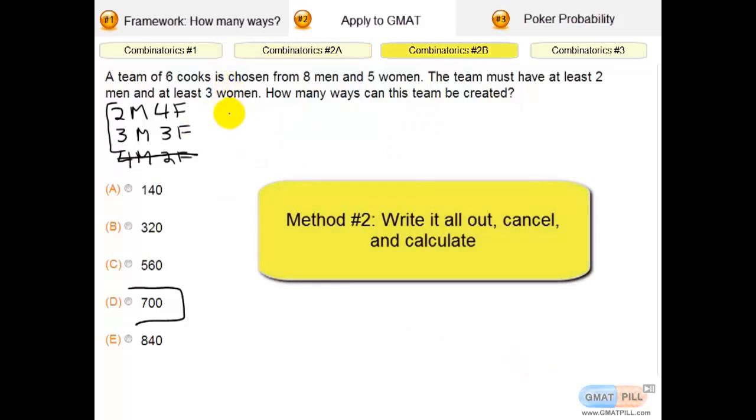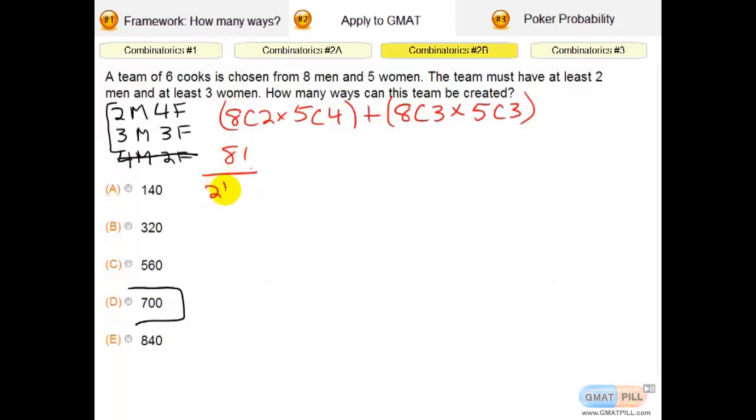So another way to do this is basically out of 8 men choose 2, and then out of 5 women choose 4, right? So that's basically this first part. And then you add that to out of 8 men you choose 3 this time, and then out of 5 women you choose 3 this time. So this calculation is easy to set up. If you're good at the calculations, this could work out as well, like this.